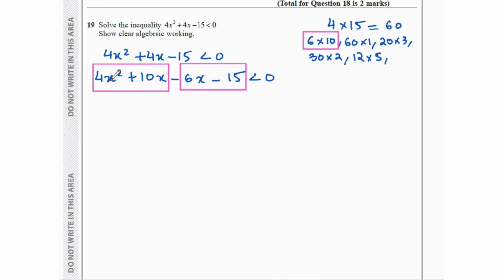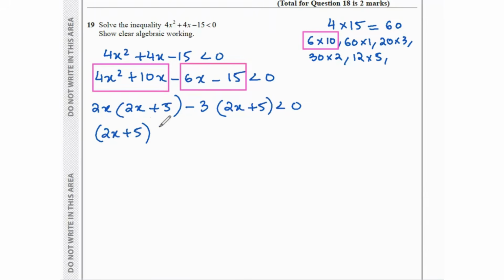The highest common factor in 4x squared and 10x is 2x, so that leaves 2x plus 5 in the bracket. Between negative 6x and negative 15, we have negative 3, so that's 2x plus 5 again in the bracket. Between 2x and negative 3, we have 2x plus 5 common, so 2x minus 3 comes in the other bracket.